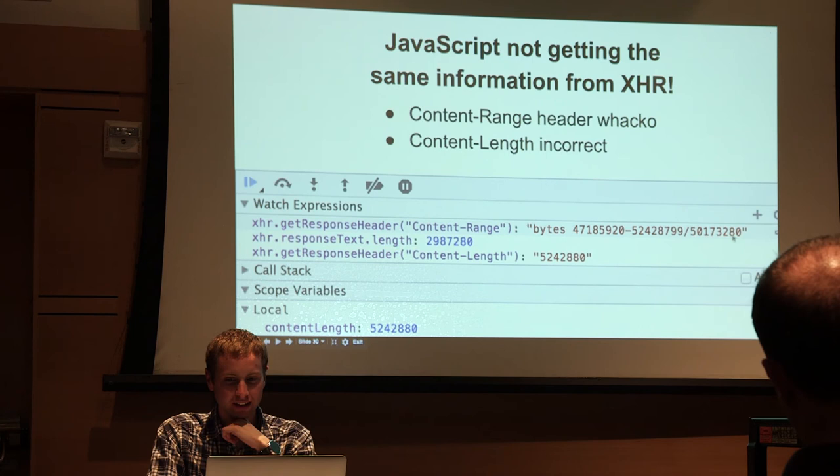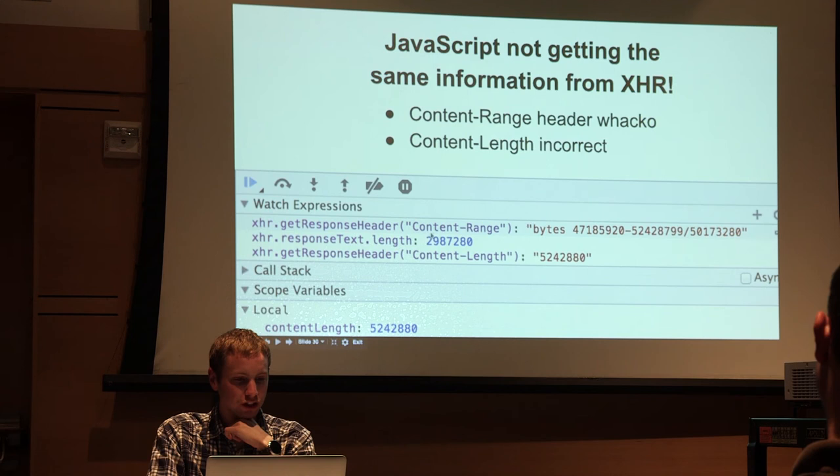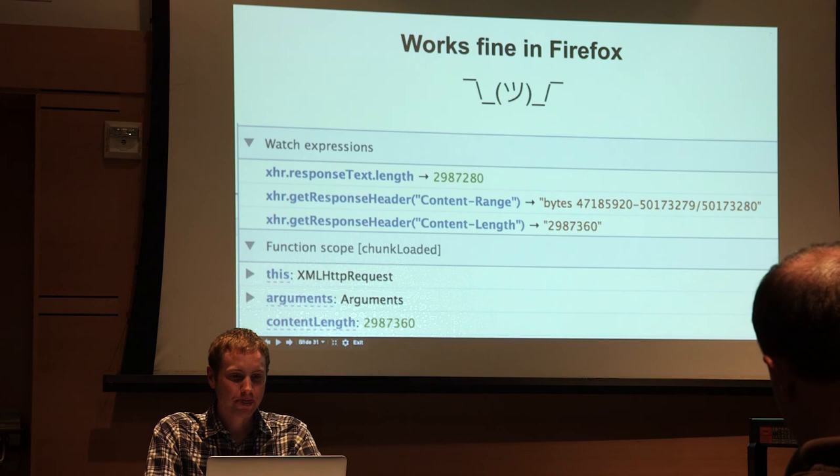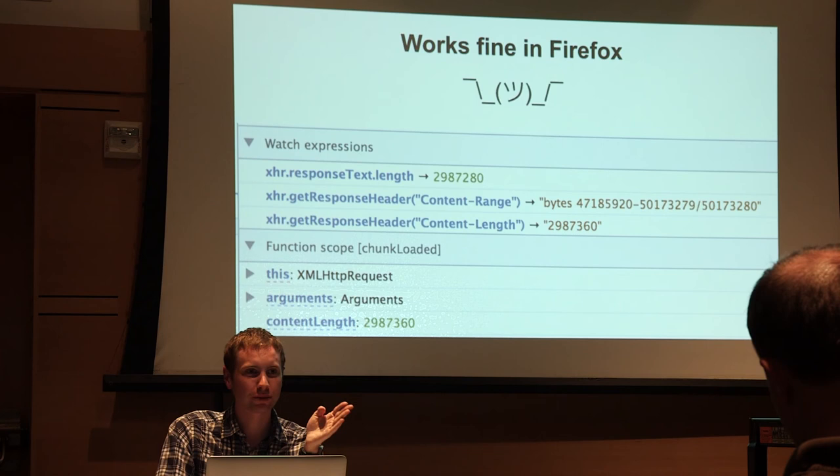And the response text length was about 2 megabytes, but the response header said that the content length was about 5 megabytes. Anyway, this made it really tricky to do this. And it worked okay in Firefox. As you can see, the response text length should be the same as the content length, and the range header had the correct values. Anyways, your application may vary, but just expect to run into bugs when you're pushing the browser to its limits. You're going to be doing some weird things and seeing some weird behavior.